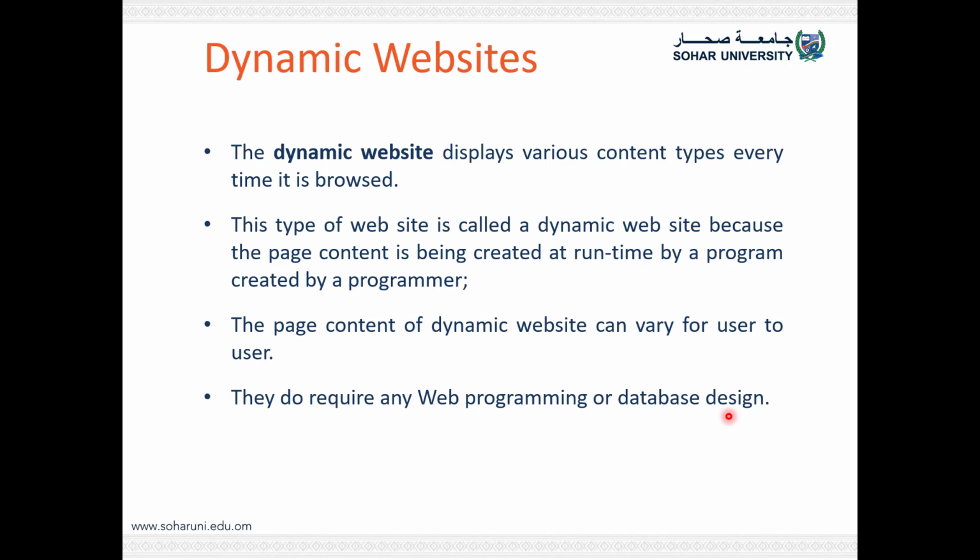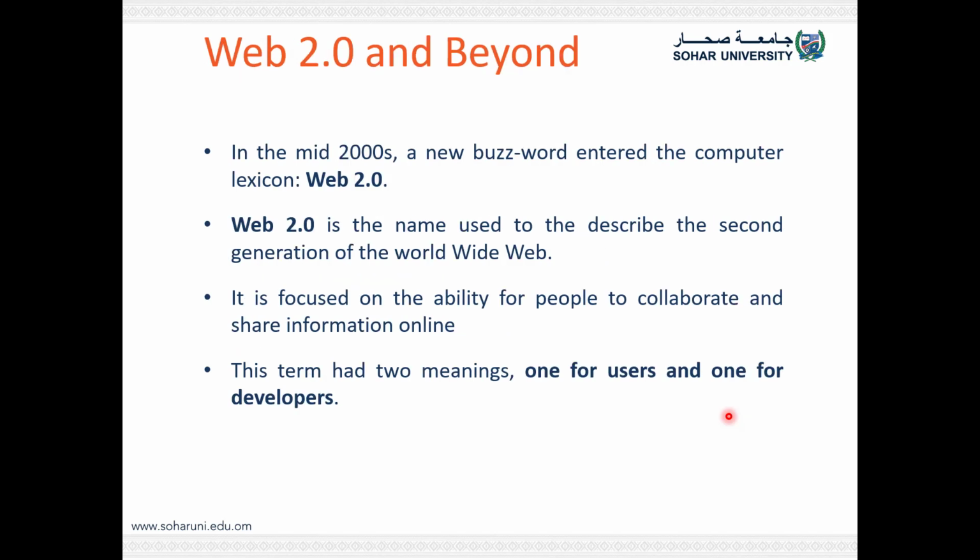Now, this is the comparison between a dynamic website and a static website. The last thing we talk about here, regarding the static website and dynamic website, is the new generation of the website, they call it Web 2. And this Web 2, as I said just now, describes the second generation of the World Wide Web. This kind of website is focused on the ability of people to collaborate and share information online.